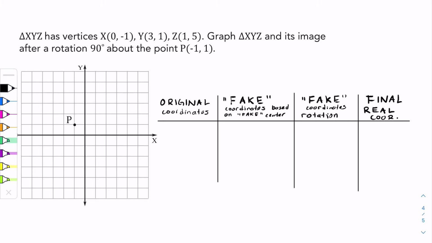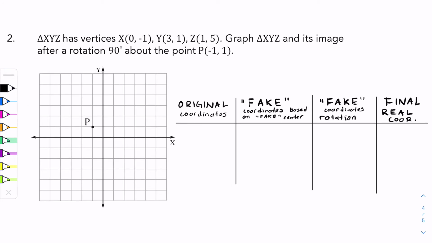Okay, so number 2 tells us that we have triangle XYZ. Triangle XYZ has vertices at 0, -1 for X, at 3, 1 for Y, and at 1, 5 for Z. Here is my original or my pre-image figure. We are told to graph XYZ and its image of 90 degrees about point P, which is at -1, 1 this time.